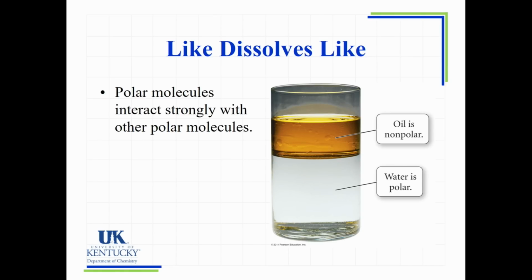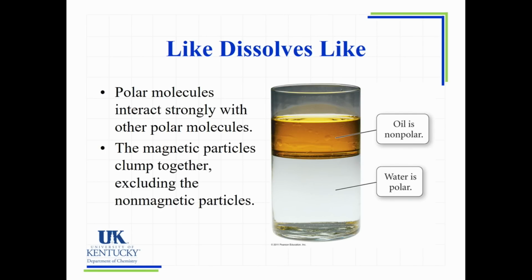Why would they not mix? It's not because they hate each other, but the polar molecules are like little magnets. And if you had a bunch of marbles in a glass jar and half of them were magnetic marbles, all the magnetic marbles, if you shook it up a little bit, would find each other and they would just hang out together. So those polar molecules interact very strongly with other polar molecules. And the positive end of one molecule will be attracted to the negative end of the other molecule. So those little magnetic particles, those polar molecules, they clump together. They're going to exclude all the non-magnetic particles, and that is why these things do not mix.